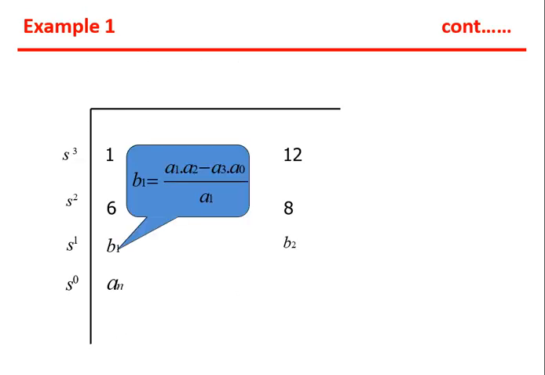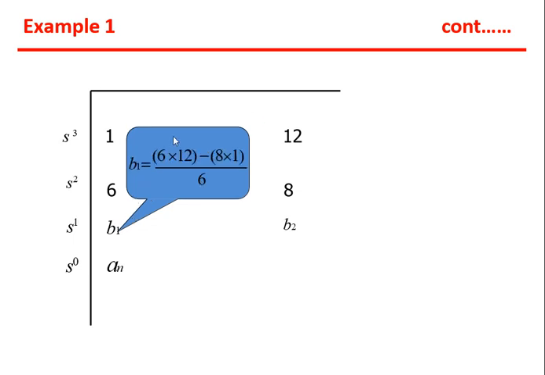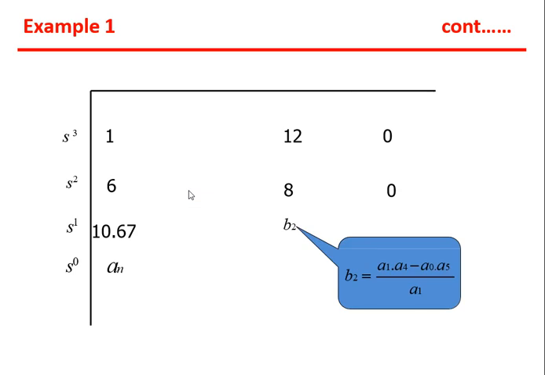So B1 is equal to what? A1 into A2 means this into this, minus A3 into A0 means this into this, divided by A1, that is 6. So here the calculation will become like this: 6 into 12, minus 8 into 1, divided by 6. Now if you do this calculation, this will be 72 minus 8, divided by 6. So finally you will get the value like this, that is 10.67.